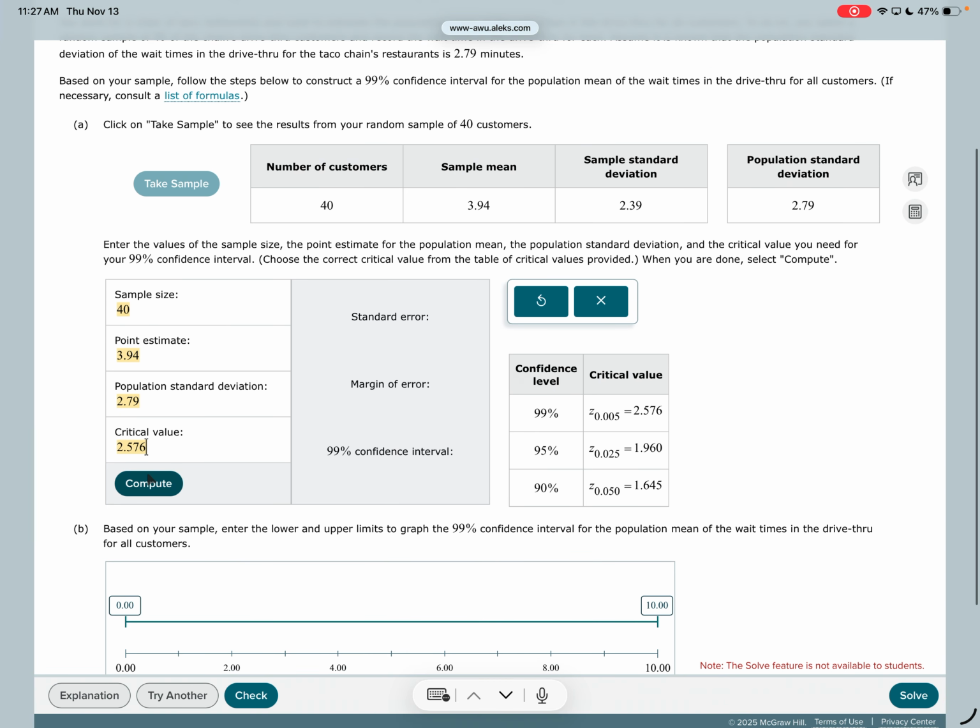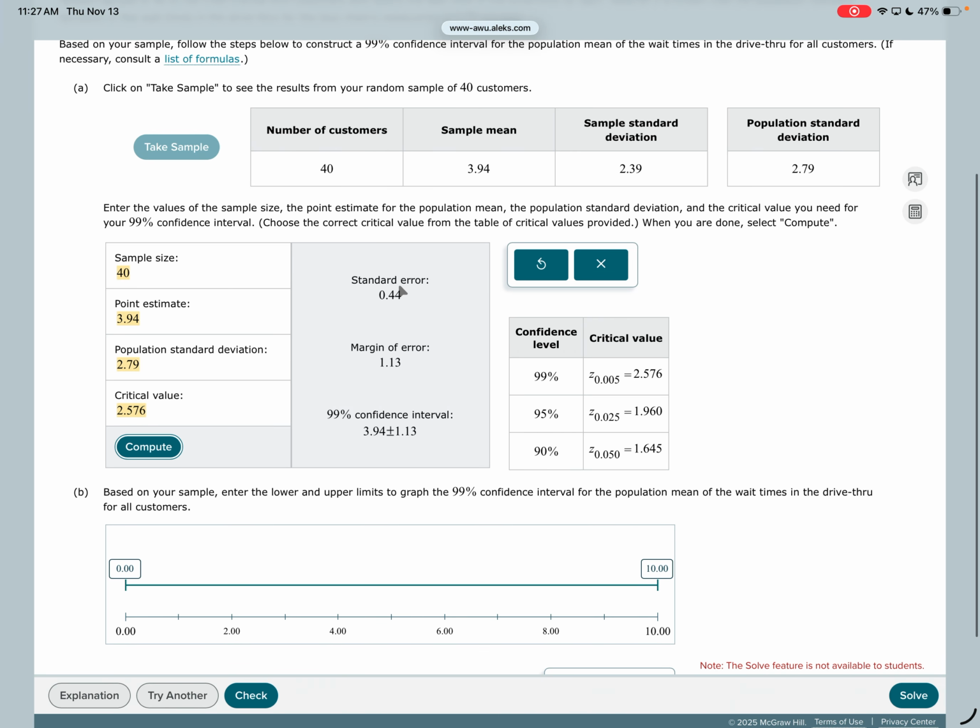Okay. Now we click compute, and it finds our standard error. Our standard error is based on our data. We don't have to find that, but just to talk about it for 2 seconds, the standard error is based on our data, how big our standard deviation is. If we had a big standard deviation, it'd make our standard error bigger. The margin of error is actually this critical value, the z-score, times our standard error, I believe. Let's try it.